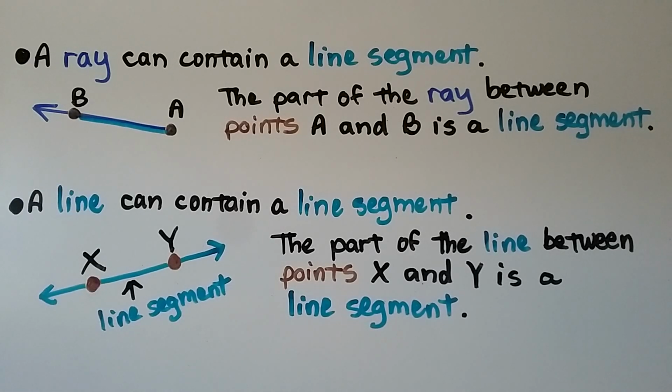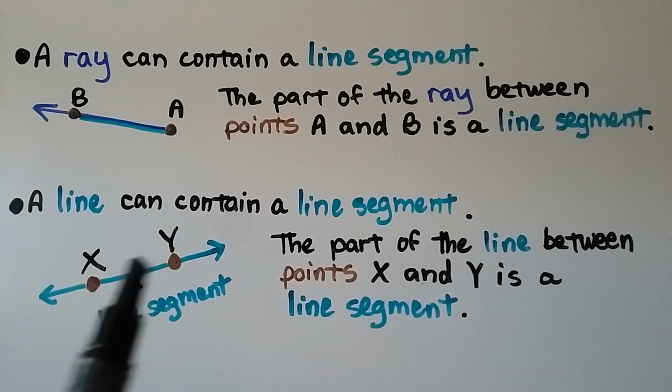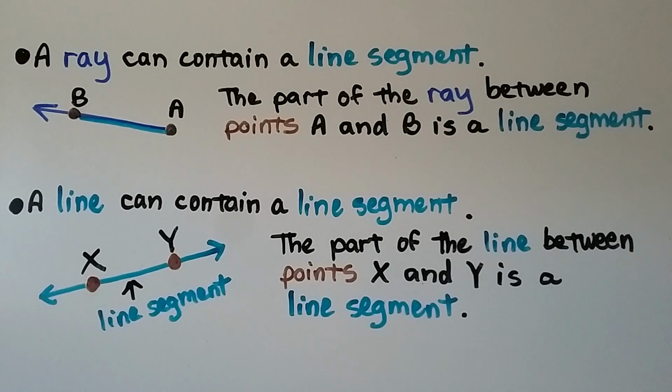A line can contain a line segment. Here we have line XY, and in between the points X and Y, we have a line segment. Whenever we have a part of a line in between 2 points, that's a line segment.